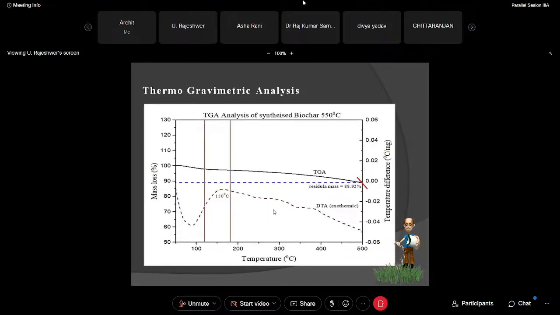And next, the thermogravimetric analysis. Usually it measures the mass loss at different temperatures. Here there is a slight mass loss in the region of 150 °C. This is due to moisture loss. And finally, we received the residual mass of 88.92%, which denotes the biochar is highly thermally stable, and can withstand any atmosphere or ambience.